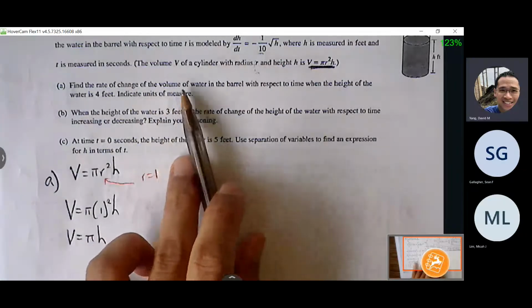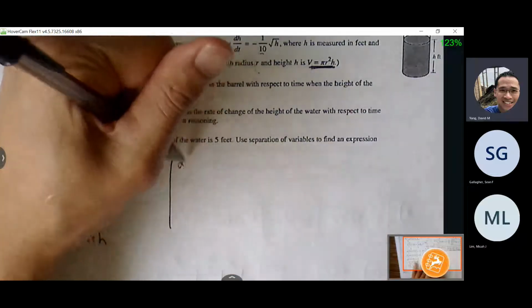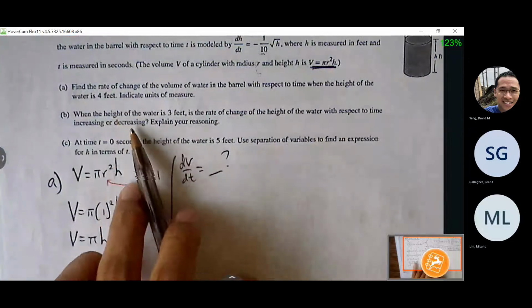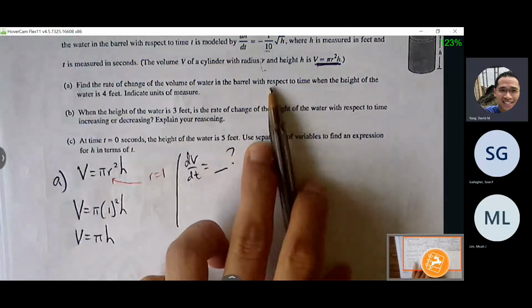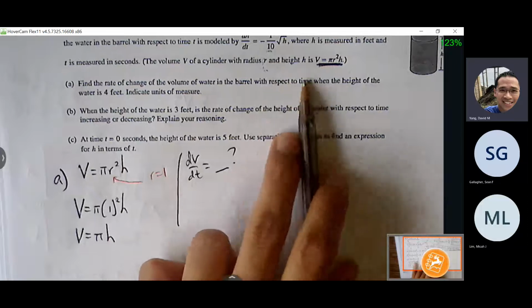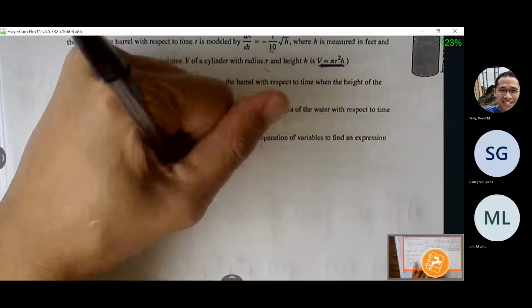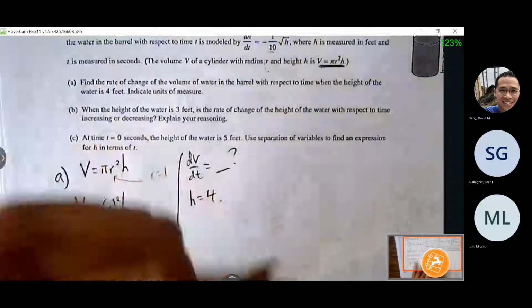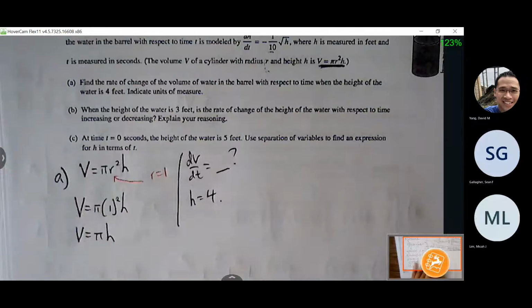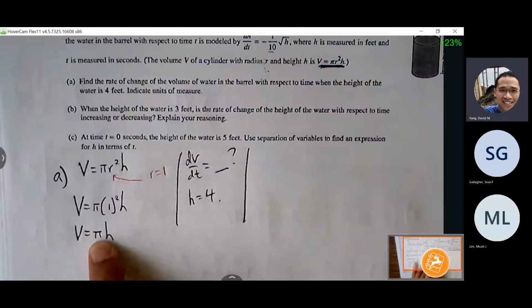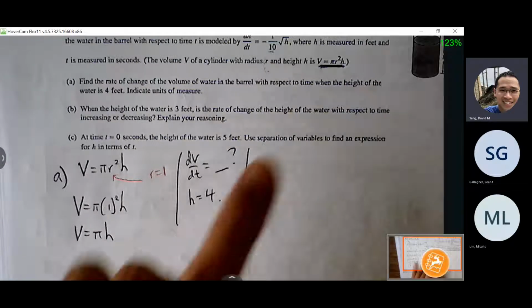Okay, find the rate of change of the volume of water. So we're looking for dV/dt with respect to time, so that indicates to you that we're dealing with related rates here, when the height of the water is 4 feet. Okay, let's go ahead and find the derivative. V becomes dV/dt, pi stays, and h becomes dh/dt.